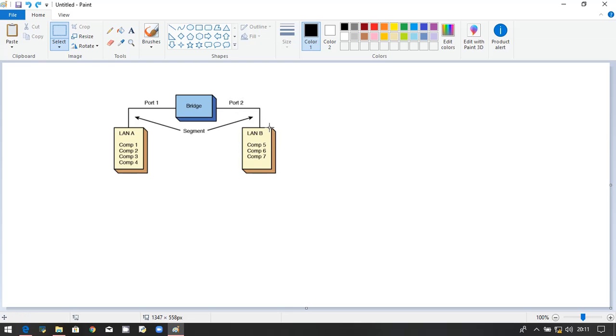So suppose LAN B is sending some signals to this part, so this bridge will only permit them to go to this system only if they are following the same protocols. If they are dedicated to go from here to here, then only the bridge will allow it, otherwise it will be returned back to this client. So the signal cannot be transferred until and unless the bridge permits them to transfer from here to this part.